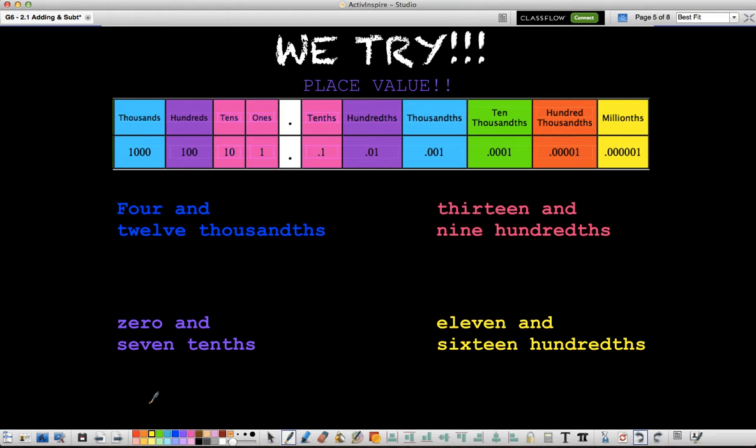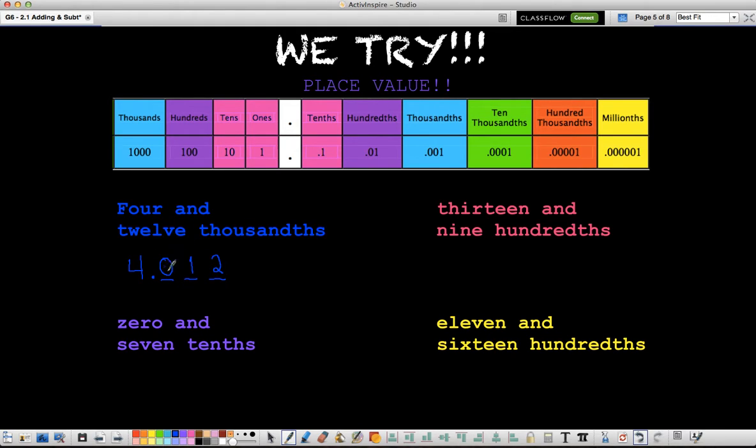All right, so we also need to be able to go from words to numbers. So here I have 4 and, so that tells me that I need to have the 4 and then a decimal because it's 4 and 12 thousandths. So since it's thousandths, I look at my place values. This is tenths, hundredths, thousandths. So my number needs to end in the thousandths place. So the 2, because it's 12, has to be in the thousandths place. 1 is in the hundredths place, and then we would put a 0 here as a placeholder.